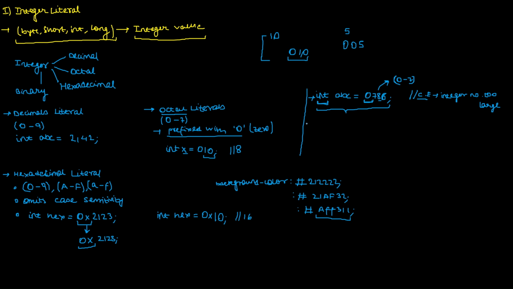Similarly, you can also represent binary numbers, in a way int xyz. It should be prefixed with 0b and then the binary number. You can also mention 0 capital B, and all of this would mean a binary literal.